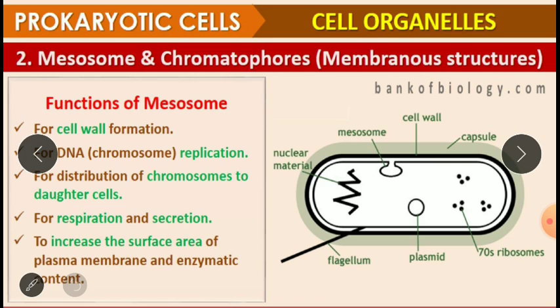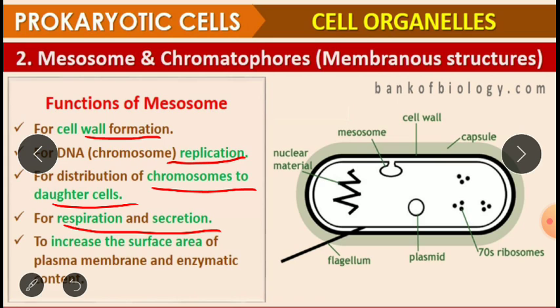The mesosomes have functions like cell wall formation. They help in DNA replication. They help in the distribution of the chromosomes to the daughter cells. They also help in respiration and secretion, and increase the surface area of the plasma membrane and enzymatic content.